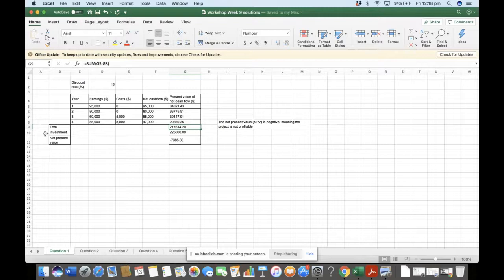And further, you can also calculate the net present value. Net present value is just the total discounted cash flow minus the initial investment. Since the initial investment is more than the total discounted cash flow, you get a negative number. And this negative sign indicates that the project is not profitable. So if your net present value is positive, that means your project is profitable. If your net present value is negative, the project is not profitable.